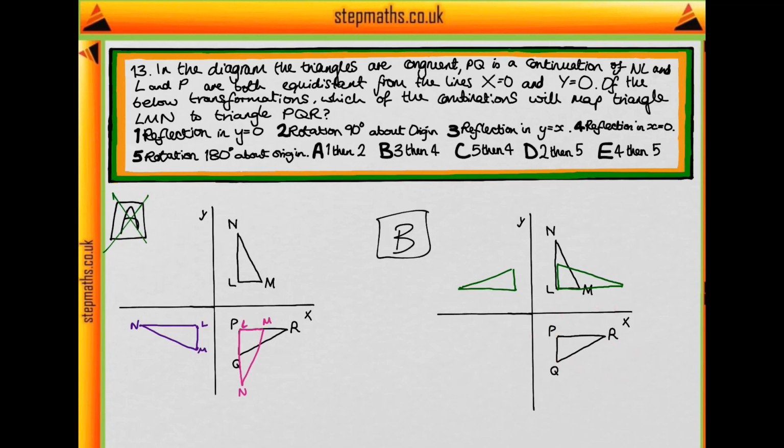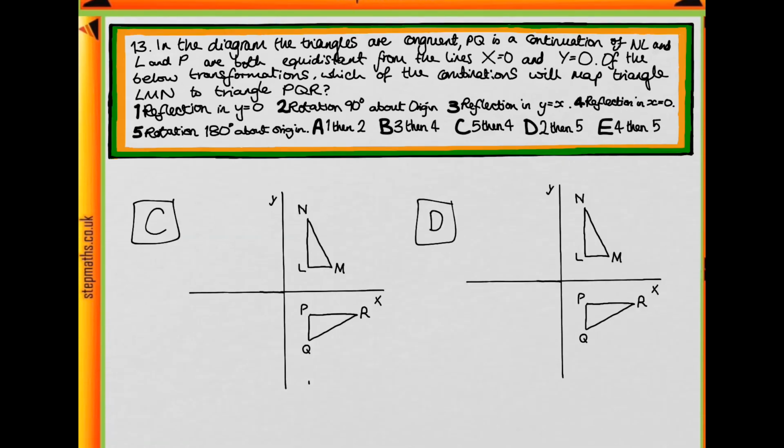So pause the video and see if you can do the same thing for C, D and E. So let's do C and D now. So hopefully you found that we can rule C out, and we'll explain why that is now.